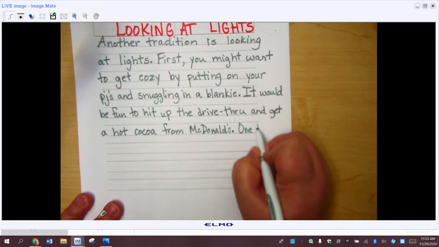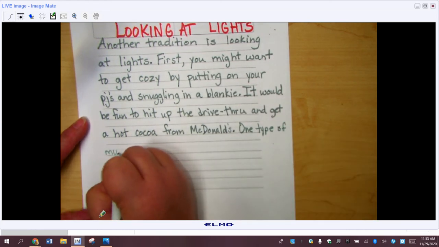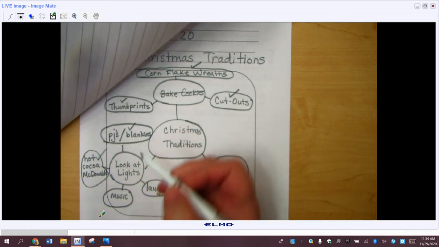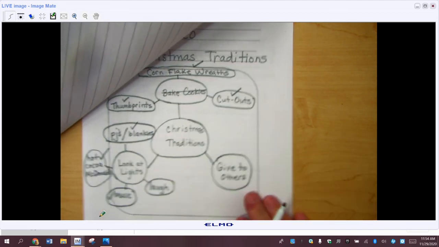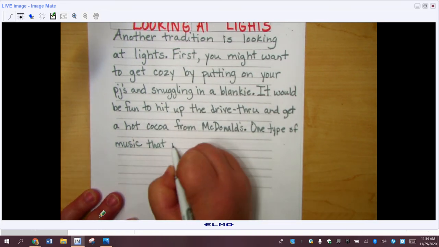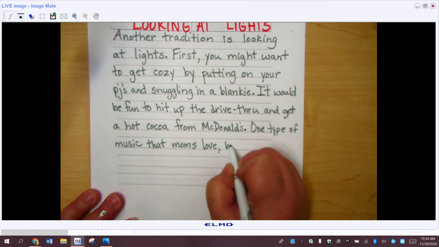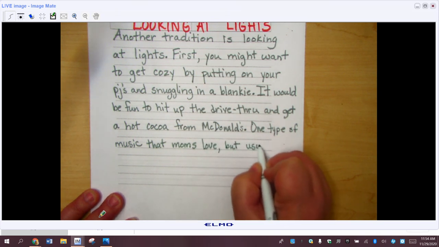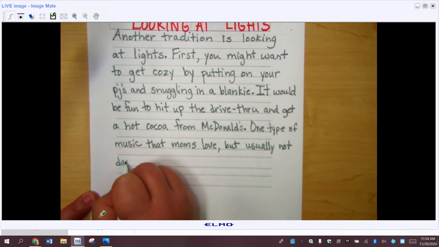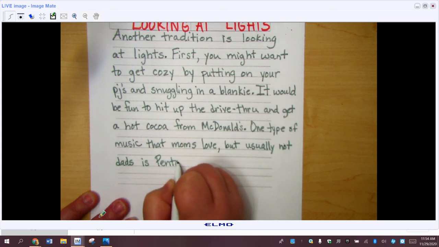One type of music. Oh, I forgot to cross that off. Hot cocoa McDonald's. Now I'm talking about music. I'm going to check. Okay, one type of music that moms love, but usually not dads, is pentatonics.